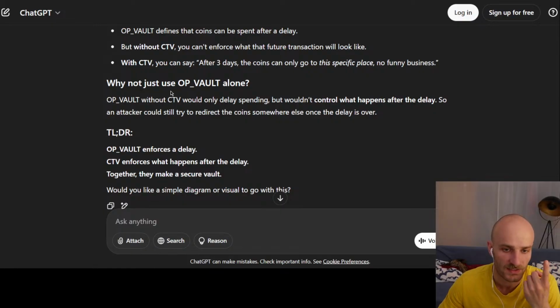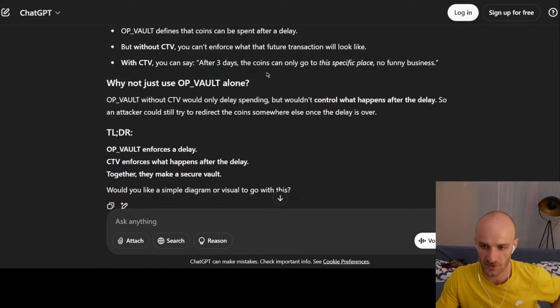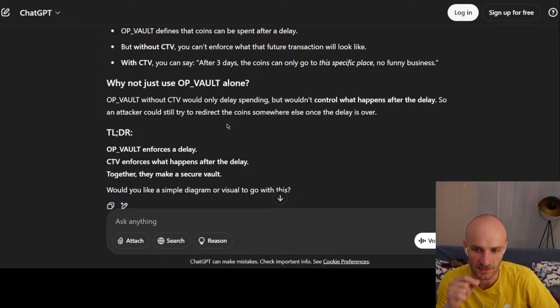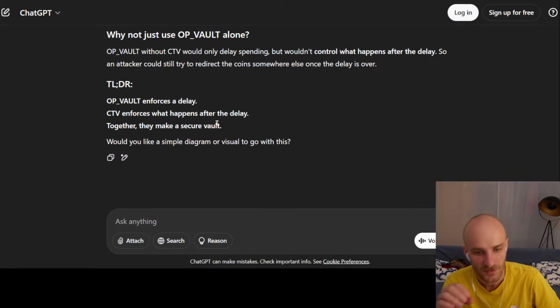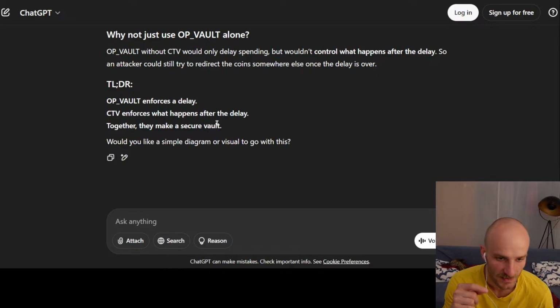Why not just use OP-Vault alone? Yeah, so this was my question. Without CTV, we would only delay spending, but wouldn't control what happens after the delay. So an attacker could still try to redirect the coin somewhere else once the delay is over. OP-Vault enforces a delay. CTV enforces what happens after the delay. Together they make a secure vault.